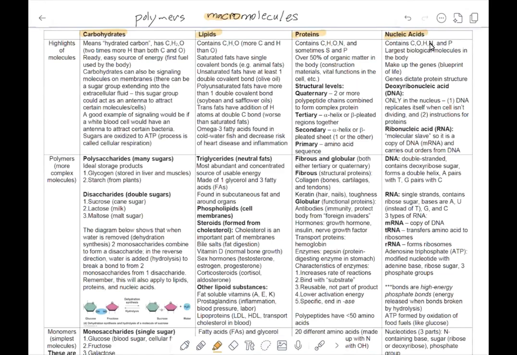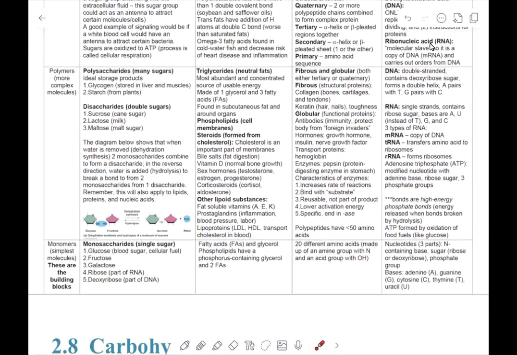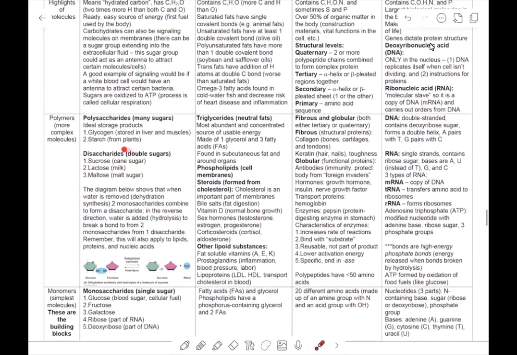So the way this chart is organized is the first row is going to contain the highlights of the molecules. Then we have the names that you should know from largest to smallest. So you'll see that the polymers are the next row. These are the various examples of them. These are double units if they exist. So these are disaccharides. And these are the smallest units, which are called monomers.